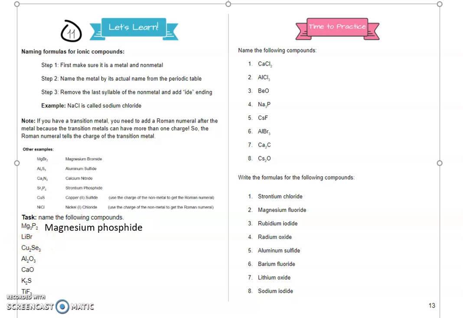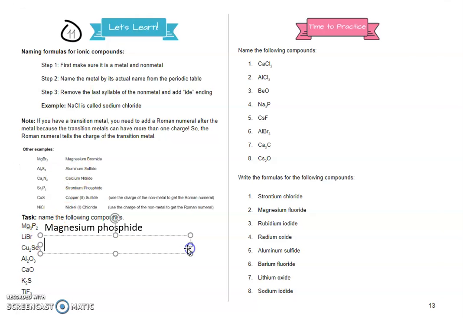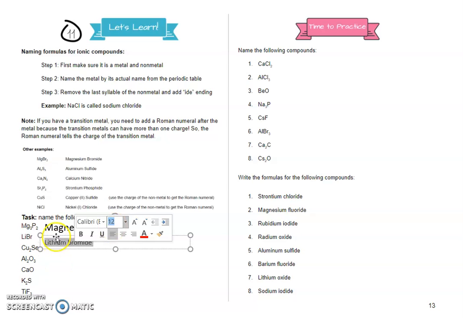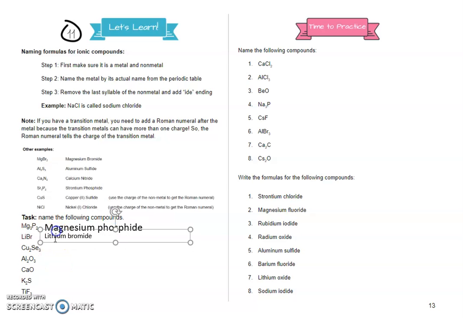The next one, lithium and bromine come together. So we're going to go ahead and call that one lithium normally, and the bromine is going to change to bromide. So lithium bromide for that one. That's the second one there. I'll make this one a little smaller so we can see that. So lithium bromide is the second one.